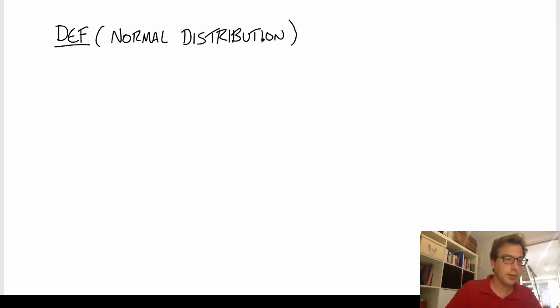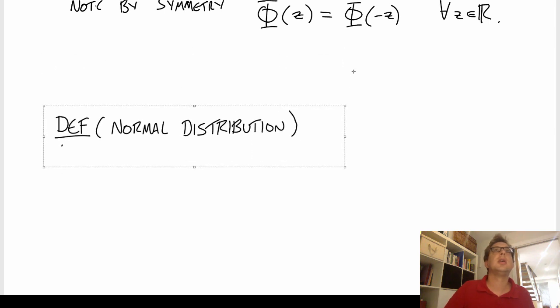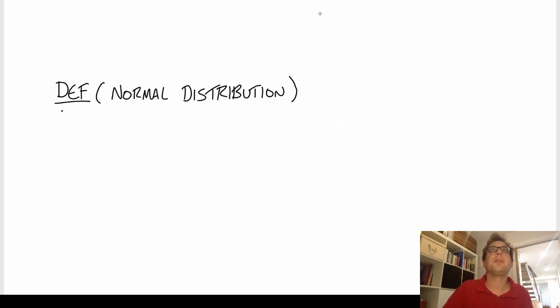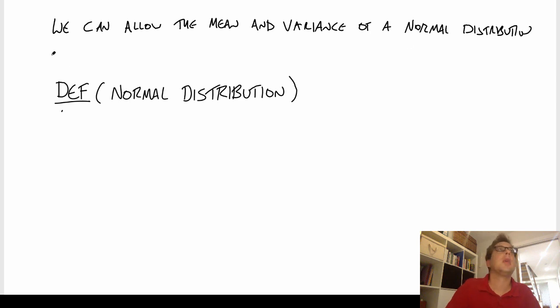Okay, so basically the point of this is, and I'll just move this down a scooch, that we can allow the mean and variance of a normal distribution to take other values.